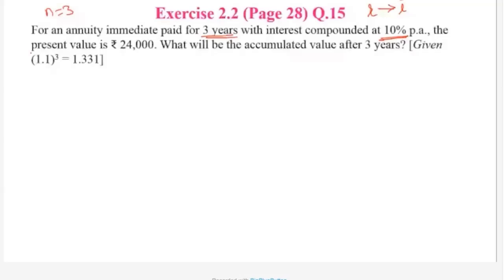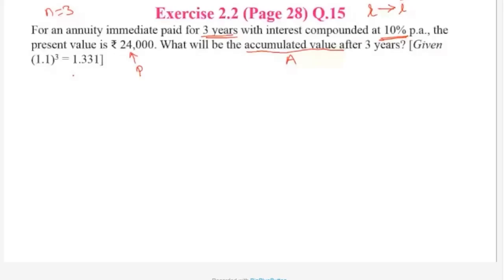Yes. And present value, this is 24,000. What is this? Present value P. What will be the accumulated value? A, you have to find out, after 3 years. 3 years is your N. Given 1.1 raised to 3 is equal to 1.331.